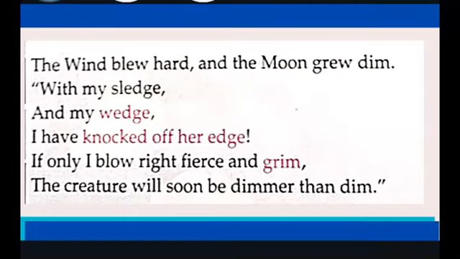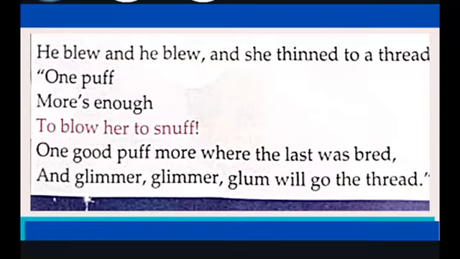The wind blew hard and the moon grew dim. With my sledge and my wedge, I have knocked off her edge. If only I blew right, fierce and grim, the creature will soon be dimmer than dim. The creature here means the moon. He blew and she thinned to a thread. One puff more's enough to blow her to snuff. One good puff more where the last was breath, and glimmer, glimmer, glum will go the thread.